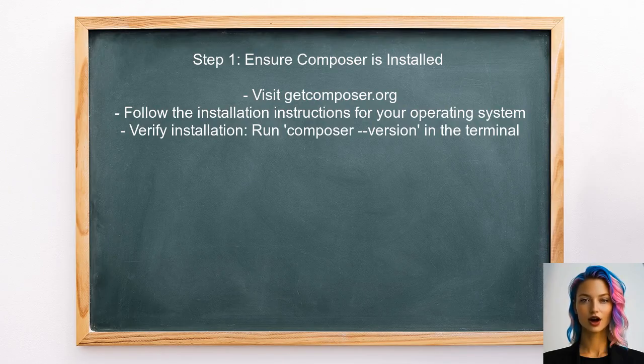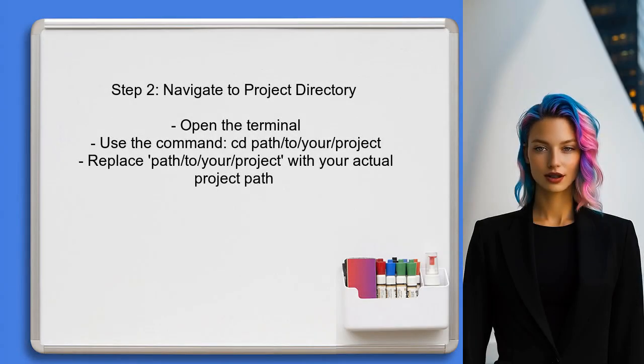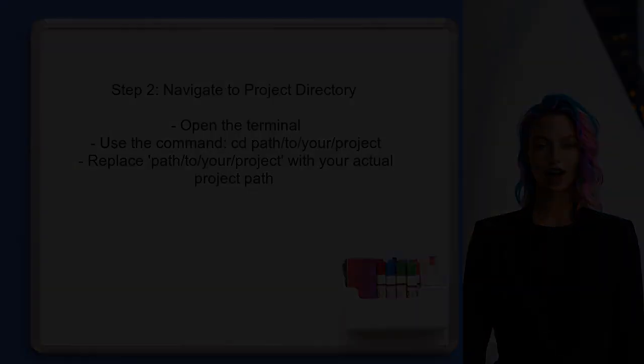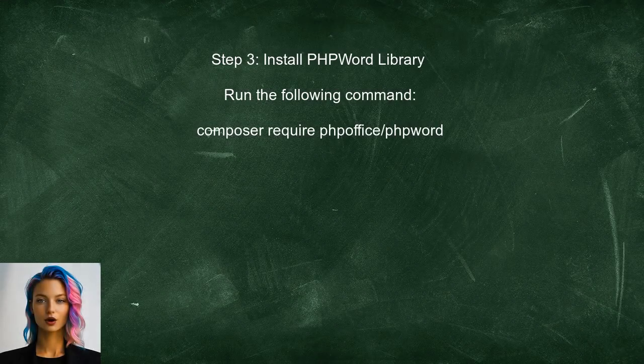Composer is a dependency manager for PHP. Next, the user should navigate to their project directory using the terminal. This is where they want to install the PHPWord library. Now, the user can install the PHPWord library by running a specific Composer command in the terminal. This command will download and install the library along with its dependencies.